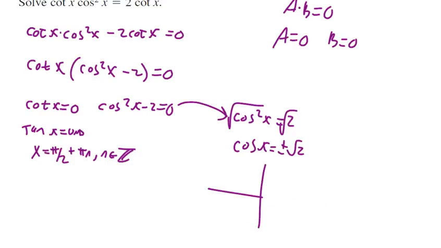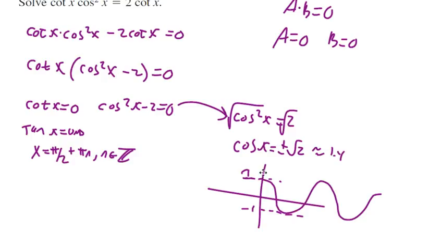Doesn't the cosine graph, sorry that's so crooked there, start up here, go down, then up, right? What's the highest that our graph goes? It goes up to 1, right? And what's the lowest that it goes? -1. So radical 2 is approximately 1.4 or something like that. It's not possible to say cosine of something is bigger than 1. It's not possible. So that's how I know there is no value right here.